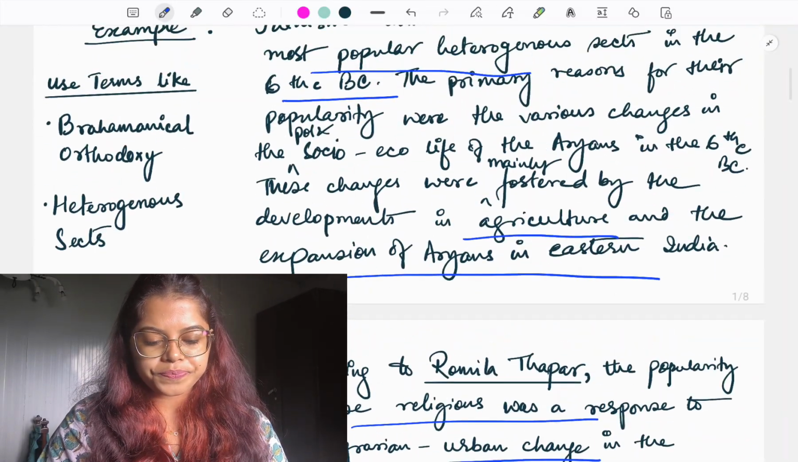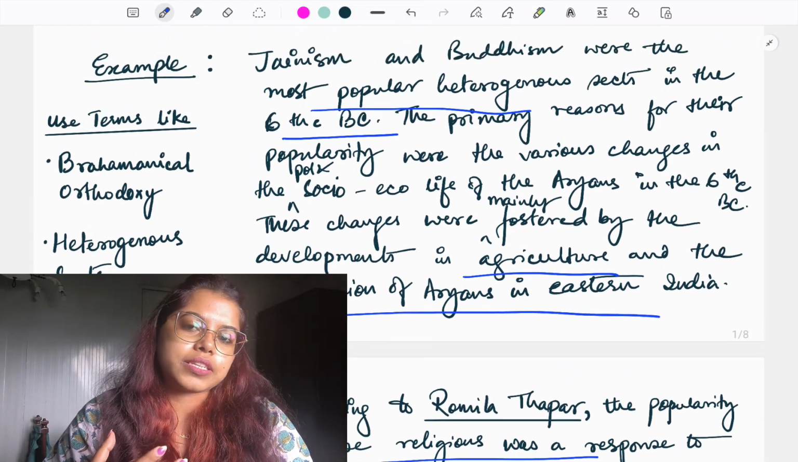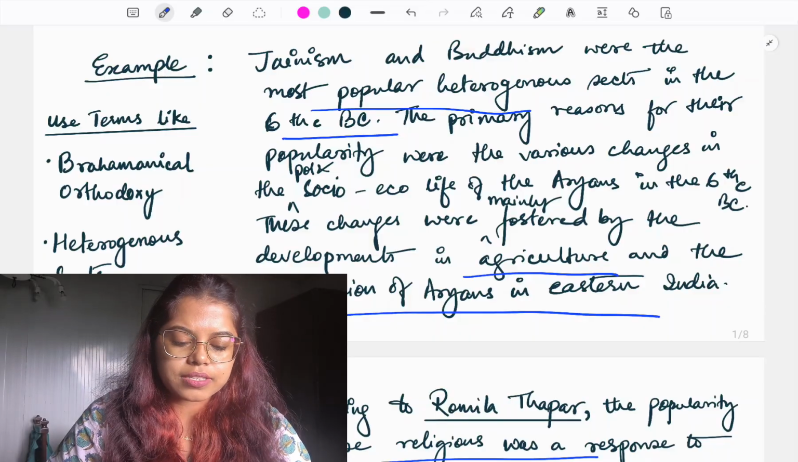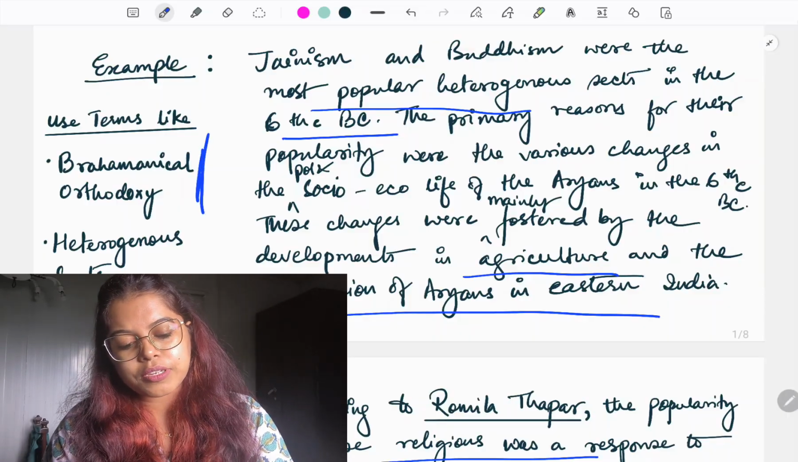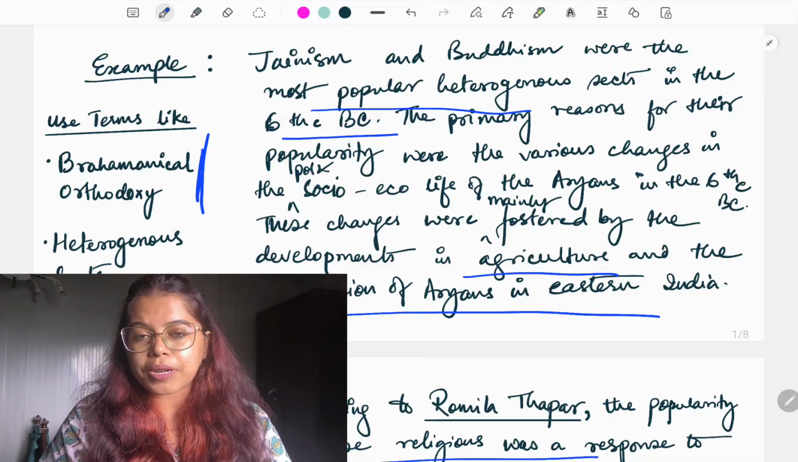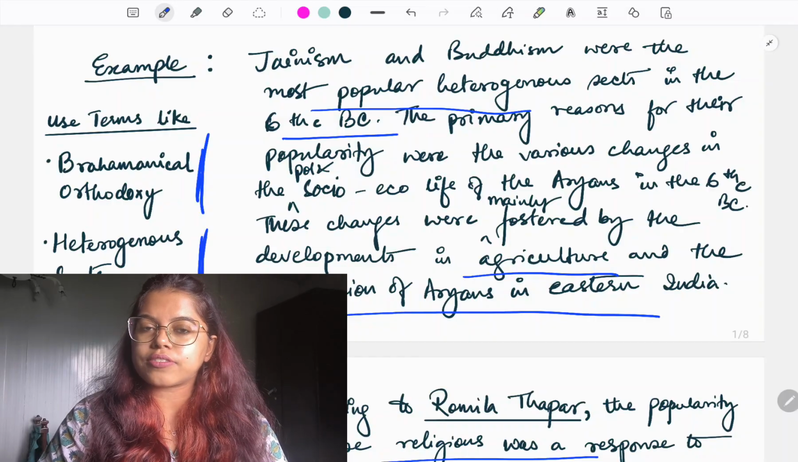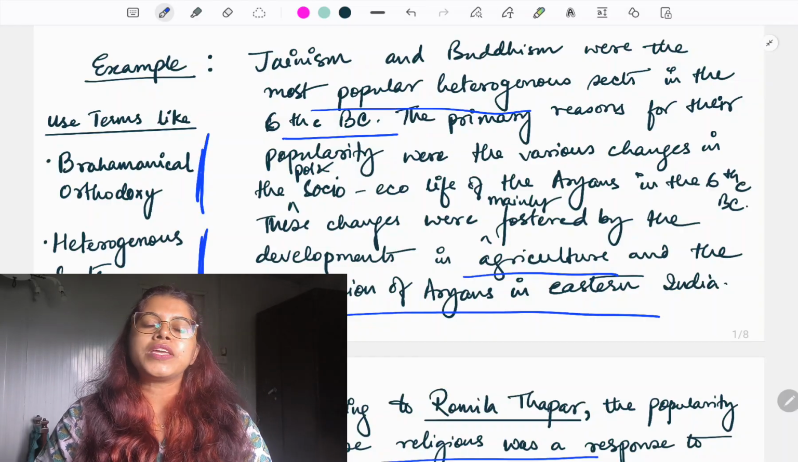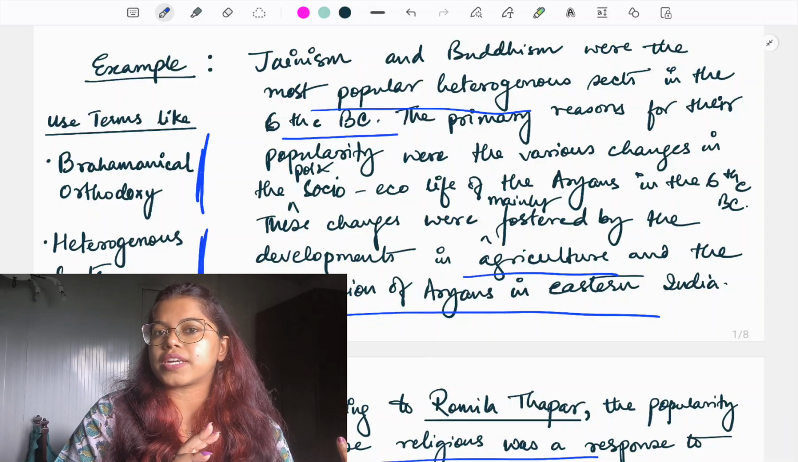So just follow along. And also there are certain terms. Every topic has some terms that are demanded and you should write them. For example, in this you have to mention the names of these historians, and for example you have to mention terms like Brahmanical orthodoxy. You have to mention terms. For example, heterogeneous sects. What were heterogeneous sects? Heterogeneous sects were the sects that came up challenging the Brahmanical ideologies.